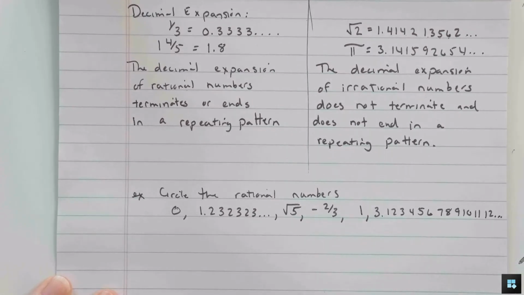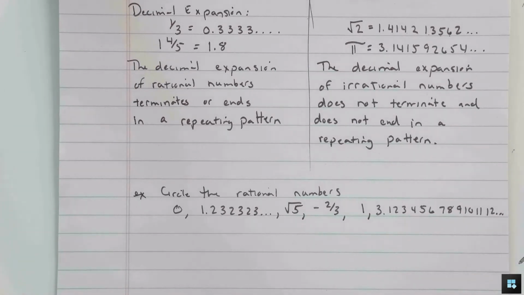So we have 0, 1.232323 dot dot dot, square root of 5, negative 2/3, 1.3123456789101112 dot dot dot. So go ahead and circle the ones that are rational.